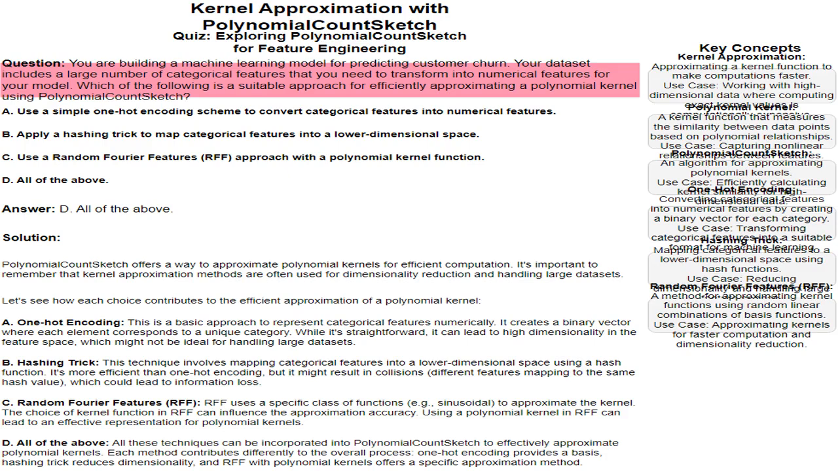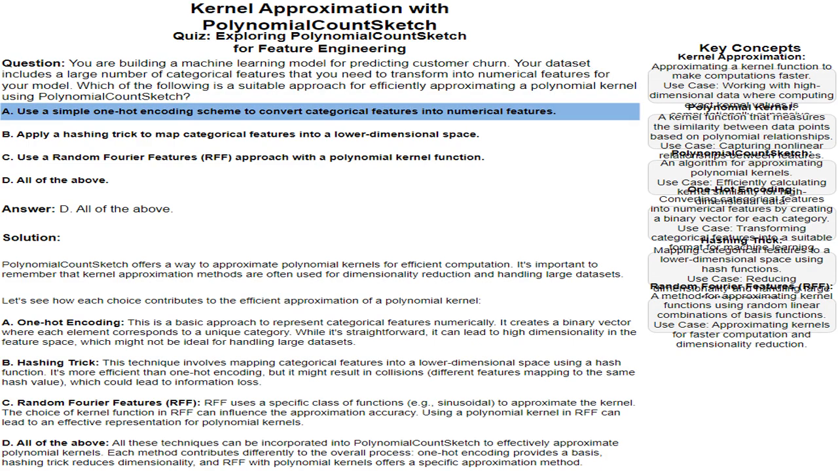You are building a machine learning model for predicting customer churn. Your dataset includes a large number of categorical features that you need to transform into numerical features for your model. Which of the following is a suitable approach for efficiently approximating a polynomial kernel? A. Using polynomial count sketch. Use a simple one-hot encoding scheme to convert categorical features into numerical features.